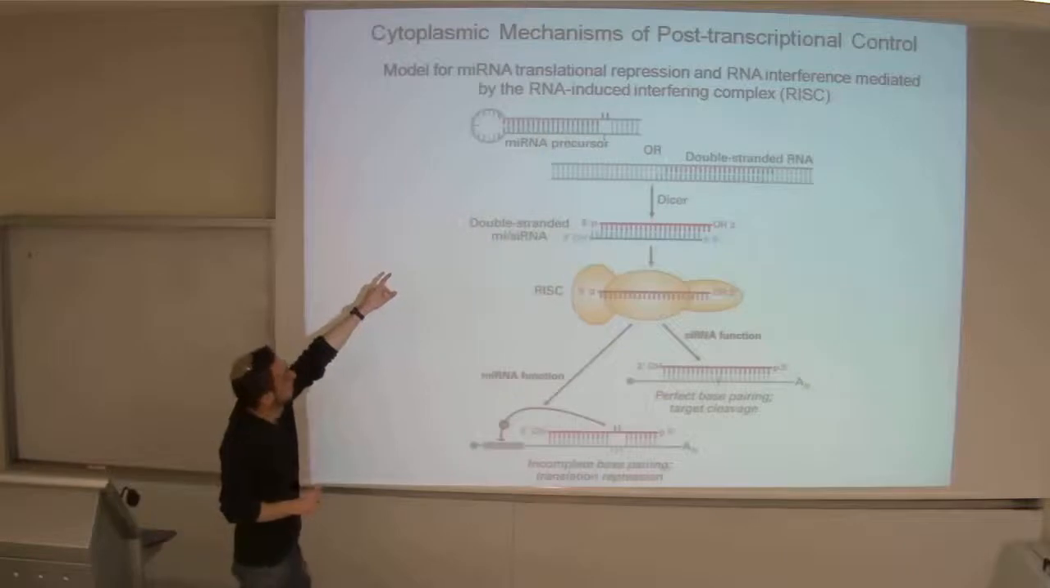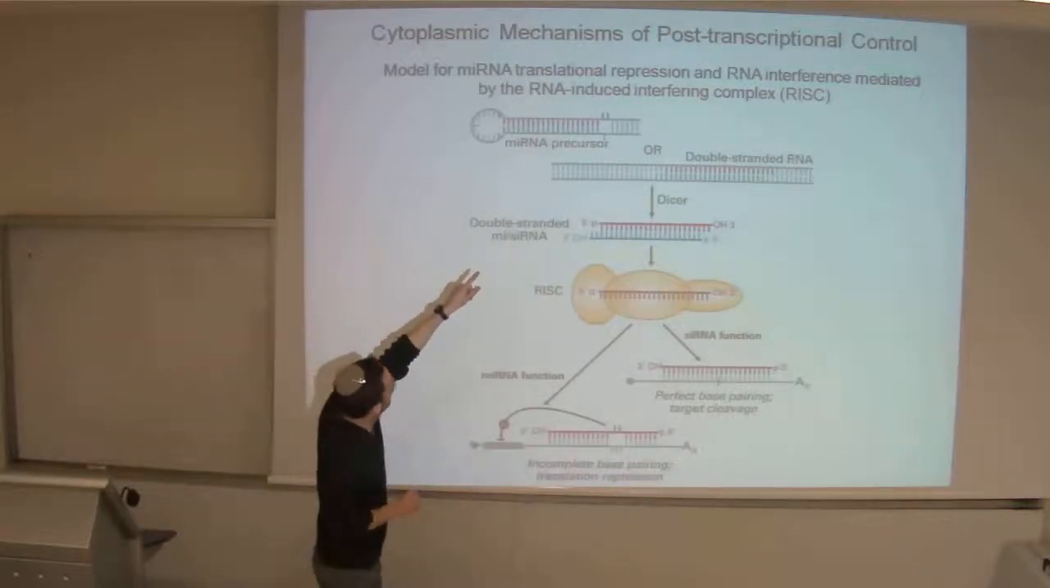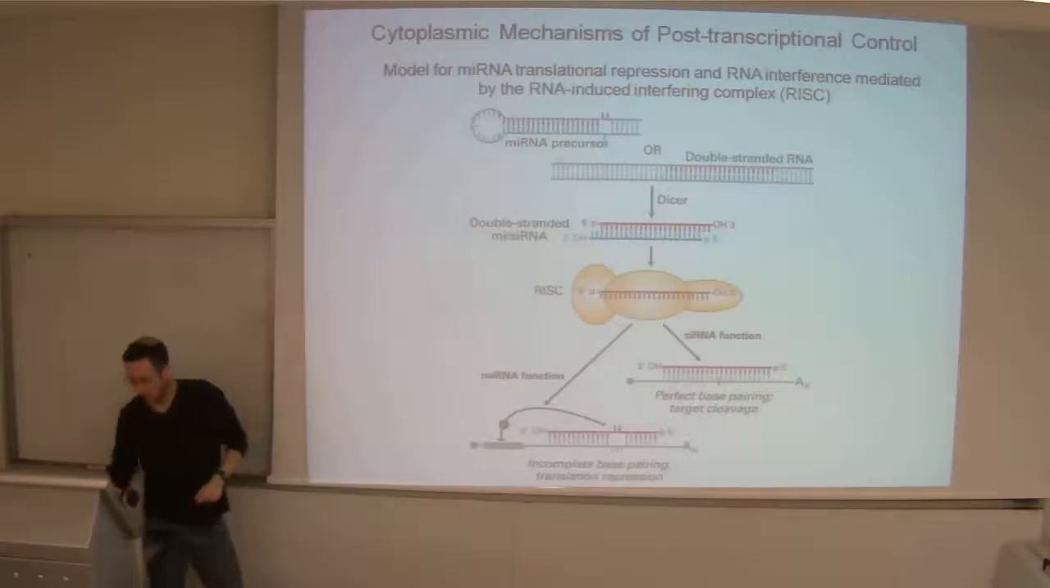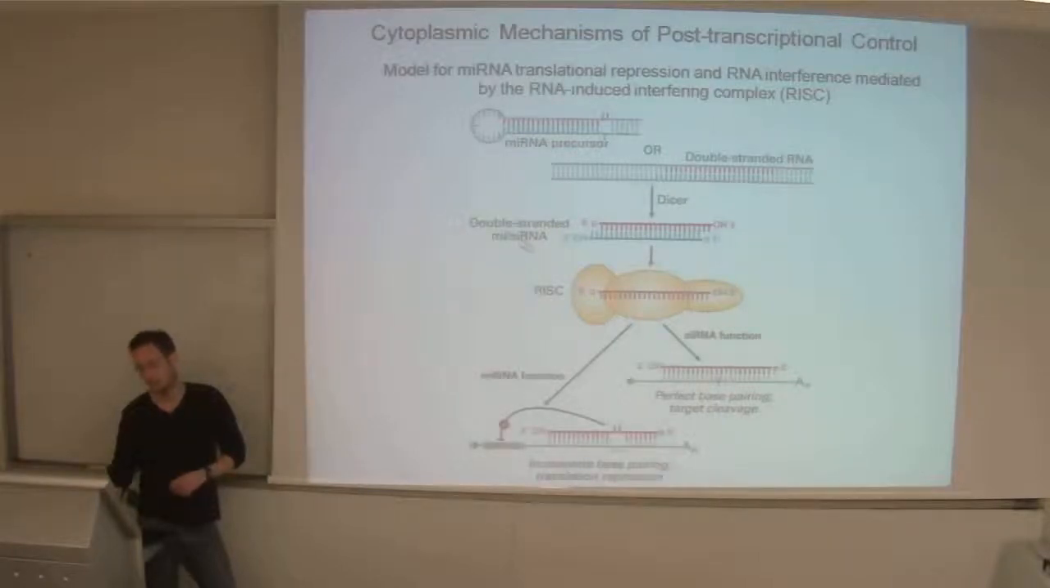MicroRNA precursors are single-stranded. Indeed, there is a double-stranded region right here, but it's a single RNA molecule, the precursor, as opposed to the double-stranded siRNA. Then Dicer, the ribonuclease, the same Dicer, acts on both to give rise to a short double-stranded product, about 20 nucleotides long, for both microRNAs and siRNA.